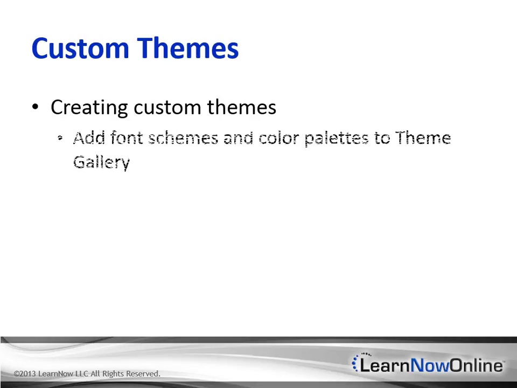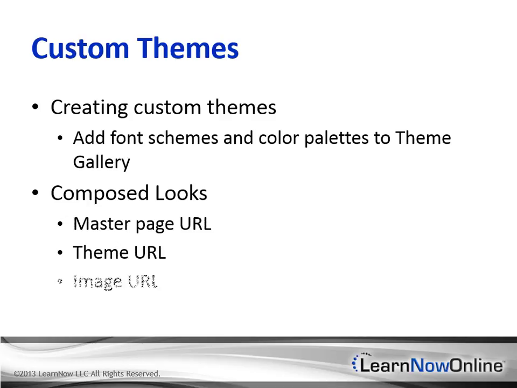So you can do custom themes, and really when we're talking about custom themes, there's a few different parts to that. So you have the theme gallery. The theme gallery contains the font scheme palette files and the color palette files. So you could create a custom theme by just adding new palette files to the theme gallery. And then there's also the composed looks. So we looked at that. The composed looks are the combination of the master page URL, the color palette theme URL, the font palette URL, and the background image URL.